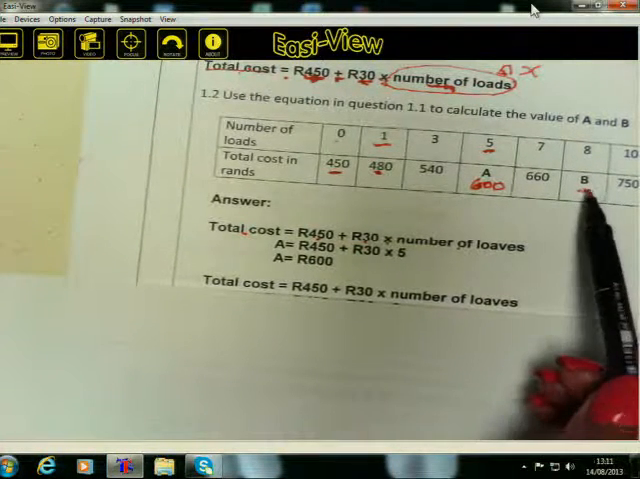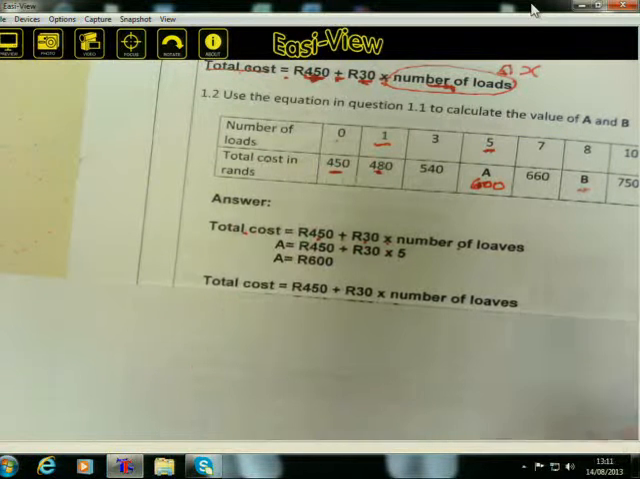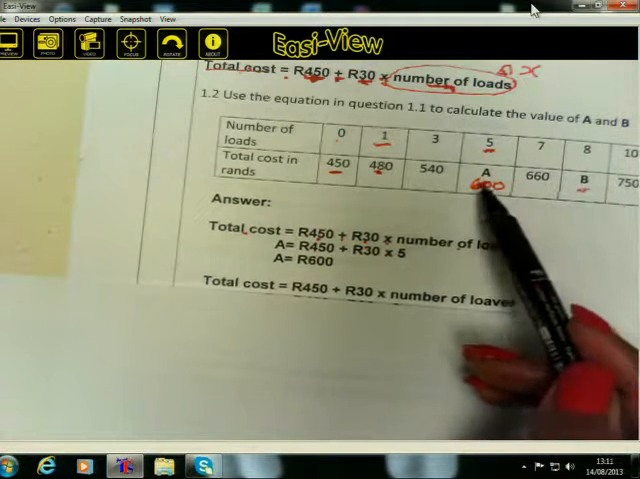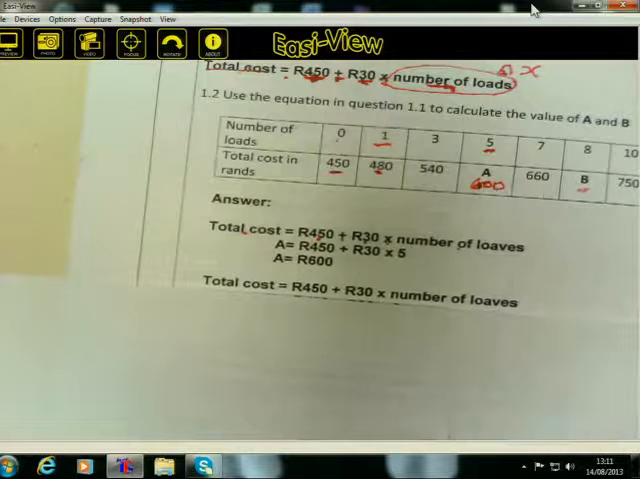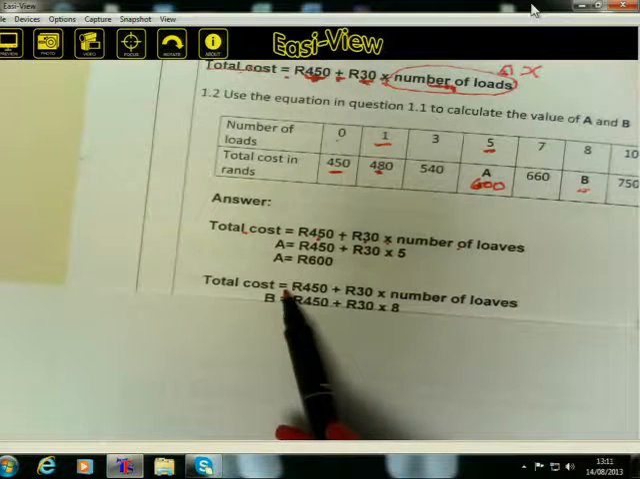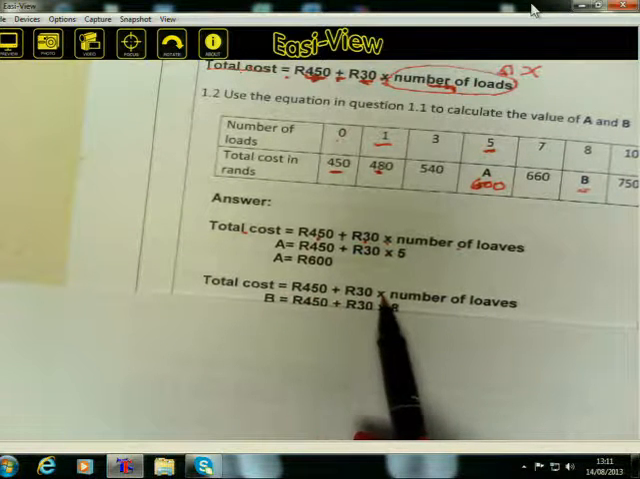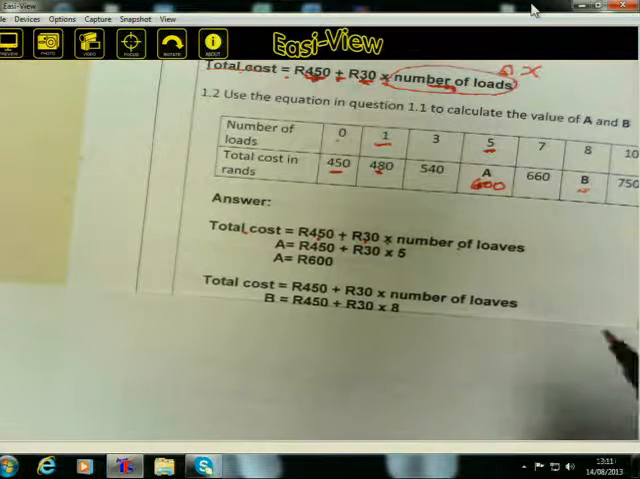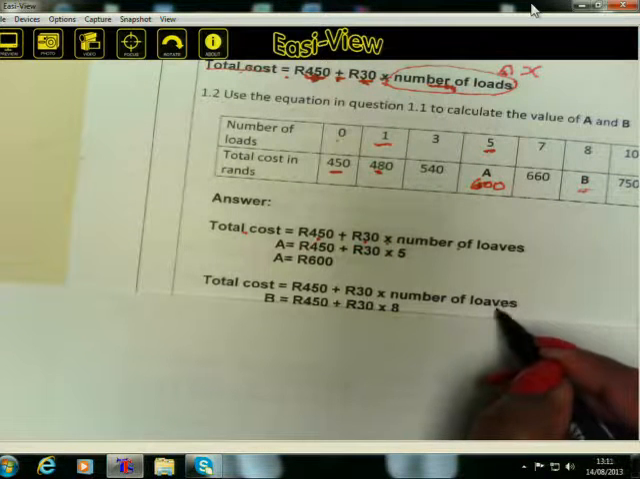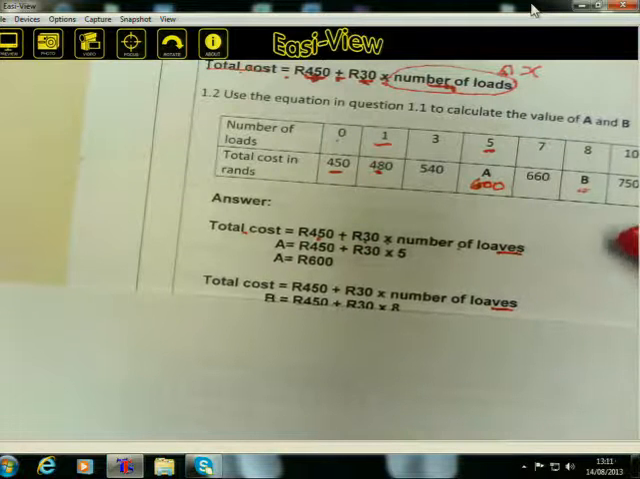Okay? And again, remember, we were supposed to calculate the value of B. If you look in the table, the value of B is also the total cost in rands. So it's the same procedure that we applied for calculating the value of A. We still have our formula: total cost is equal to 450 plus 30 rands multiplied by the number of loads. Pardon my spelling there. I don't know why I was thinking of loaves. Maybe I like food.